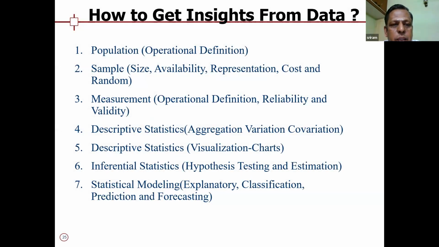And statistics, these are all very important. You have to very clearly define the population and sampling design, measurement, and descriptive statistics, more of aggregation and charts, and then inferential statistics, more of hypothesis testing and estimation. And another thing is the statistical model. A lot of things are there, but at the minimum you should have up to 5.